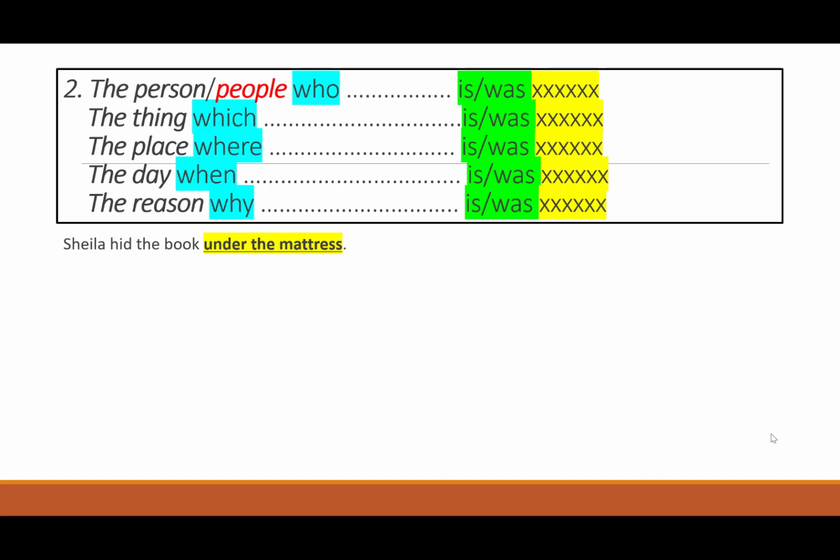Next example. Sheila hid the book under the mattress. The one we would like to stress is under the mattress. Under the mattress is a place, right? That's why we use the place as the subject. Then we put relative pronoun, where Sheila hid the book. Then you put be as the verb. This is past tense, therefore we have to use was. Then we put the noun or phrase we would like to stress, under the mattress. So the result becomes, the place where Sheila hid the book was under the mattress.